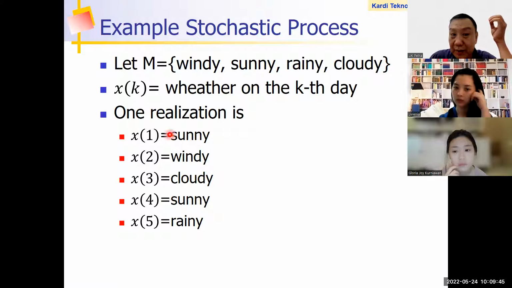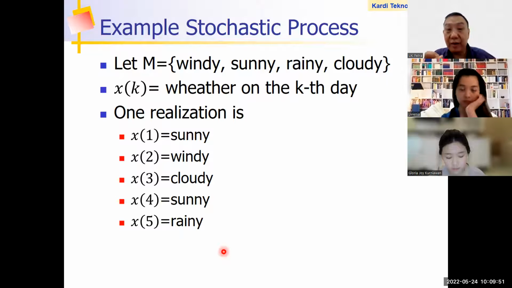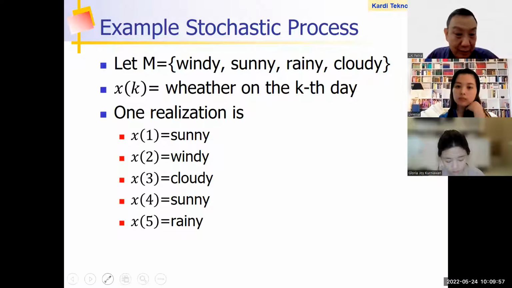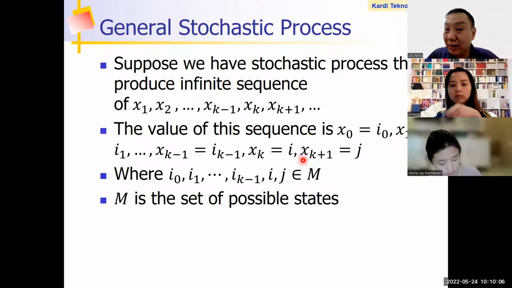But these are just one realization. When I say realization, it means when you run it differently, it will generate differently. Is it clear or not? The previous example here, is it clear? So this is basically a sequence, and each sequence will have certain values.